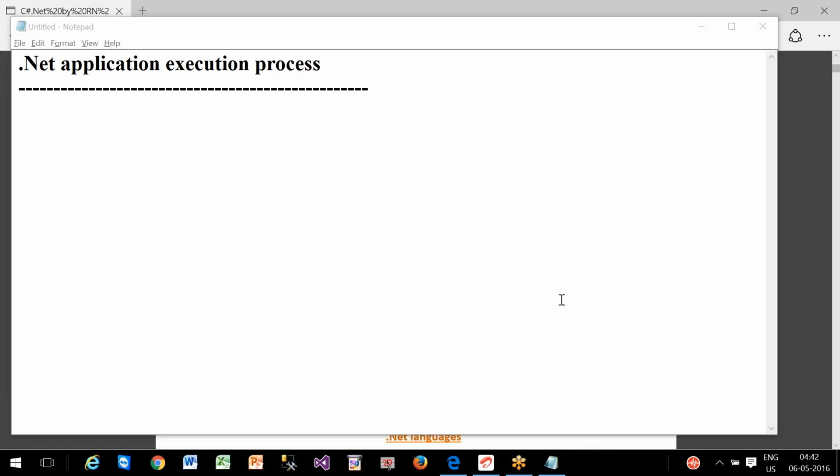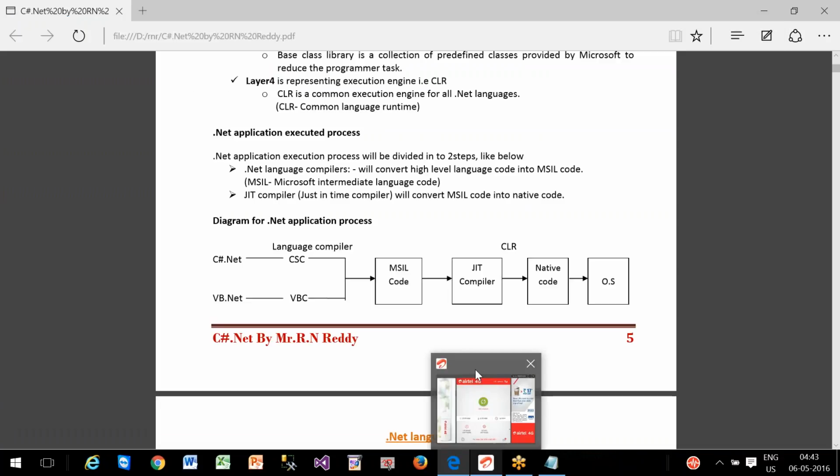Finally, the .NET application execution process will be divided into two steps. Step one is language compilers will convert high-level language code into MSIL code. High-level language is nothing but C# code, VB.NET code. Step two is JIT compiler will convert MSIL code into native code.